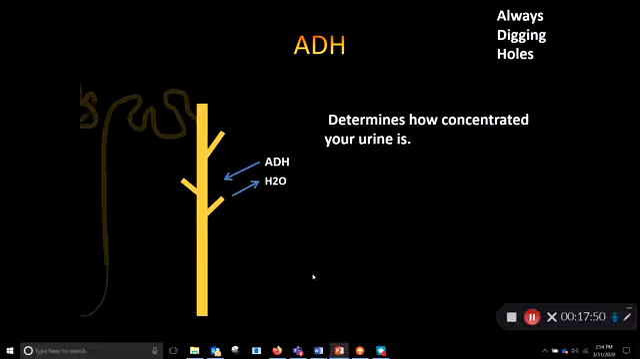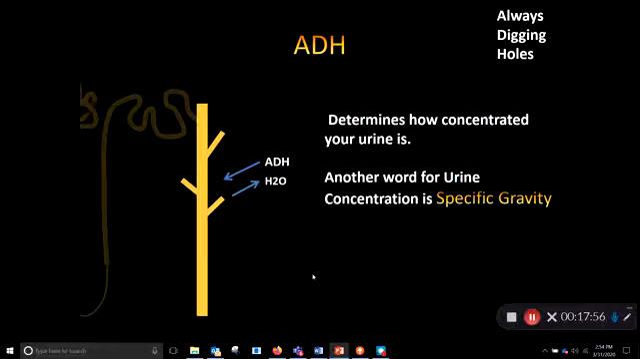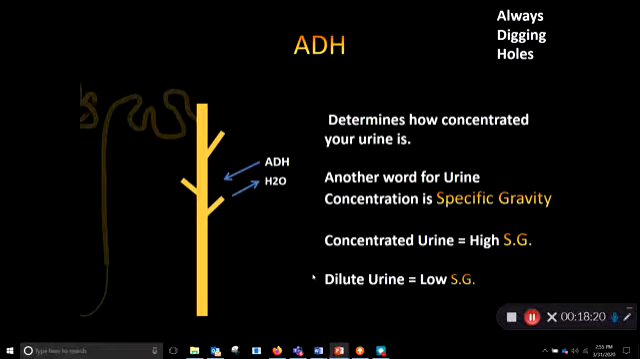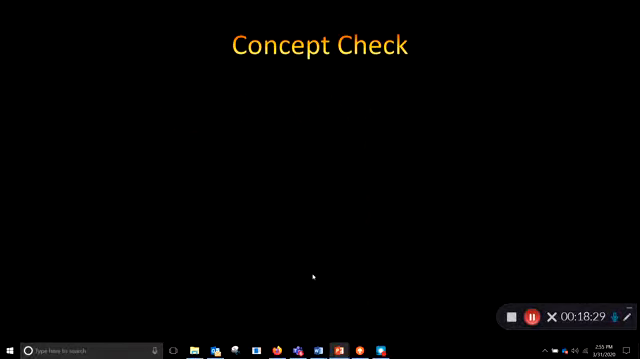Now, antidiuretic hormone, like I mentioned before, really does have a role in how concentrated your urine is. And important nomenclature I need to hit on is that concentration is synonymous with, or you can exchange the word for, specific gravity. If you have a high specific gravity, you have high concentration of urine. If you have a dilute urine, you have a low specific gravity. Specific gravity just asks, how thick is your salt in your urine? How concentrated is it? So with that, let's do a quick concept check.